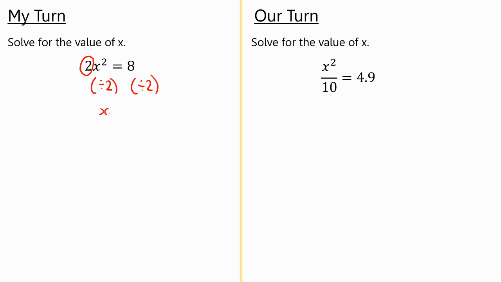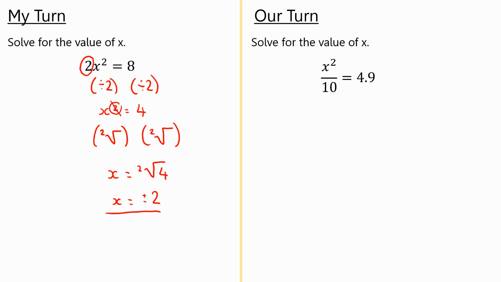That leaves us with x squared equals 4, because 8 divided by 2 gives us 4. Now we need to get rid of this squared. How do you get rid of a squared? Well, you do the inverse. That is square rooting. When we've square rooted x squared, we're left with just x. And now we need to find out what the square root of 4 is. Well, the square root of 4 is 2. So in this case, x is 2.